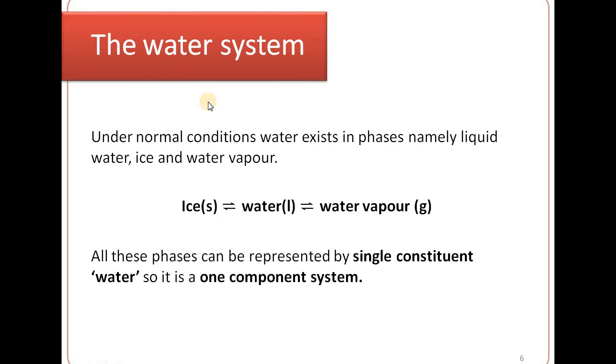Now, we will exemplify it with the water system, which is a very important system. So, how can we discuss the water system? Under normal conditions, water exists in 3 phases, namely liquid water, ice and water vapor. It can exist as solid, liquid and vapor. All these phases can be represented by only a single constituent, which is water. That's why it is a one component system. We can express the composition of each phase only in terms of water.